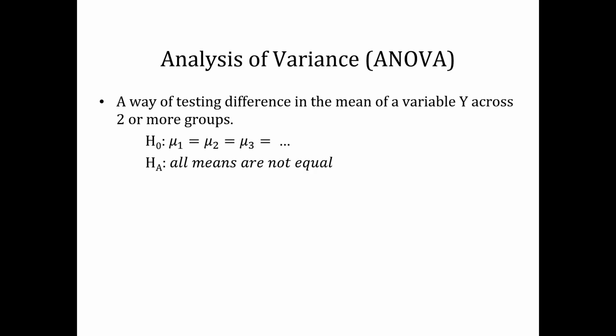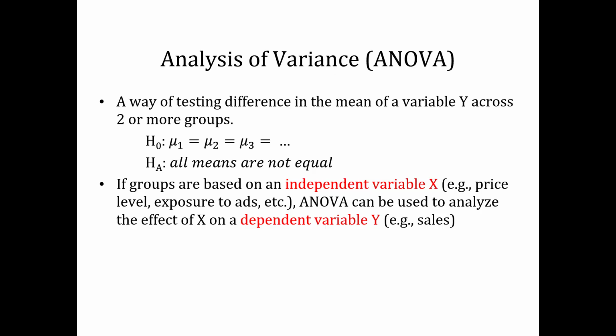ANOVA tests the difference in the mean value of a dependent variable y across two or more groups. The null hypothesis is that the means are all equal, and the alternative is that one or more means are different across groups. If the groups are based on an independent variable x, ANOVA can be used to analyze the effect of x on the dependent variable y.